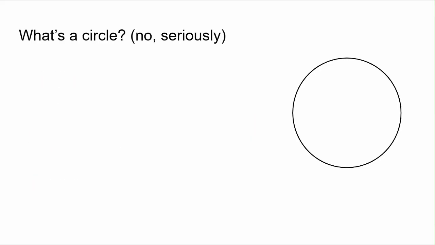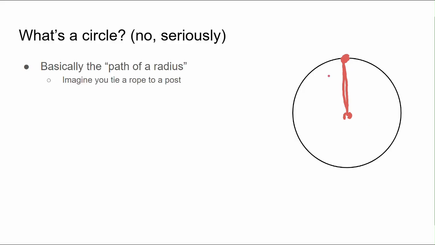I don't want to be like a kindergarten teacher over here, but what is a circle when you think about it? Well, you've got your center of the circle, and here's your radius. It's just the path of the point on the end of the radius. Imagine you tied a rope to a post and spun it around. Anyway, if this is a top-down view, this is your post, this is the rope, and this is the path that the rope takes.